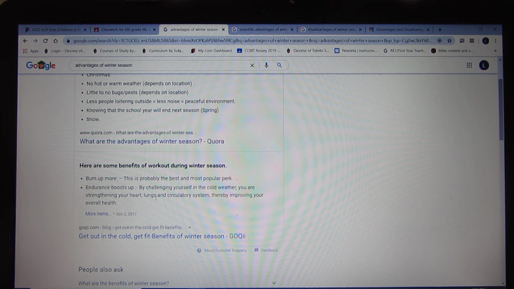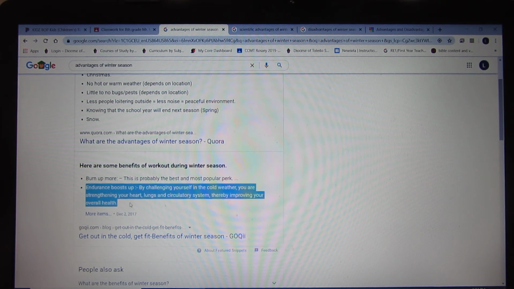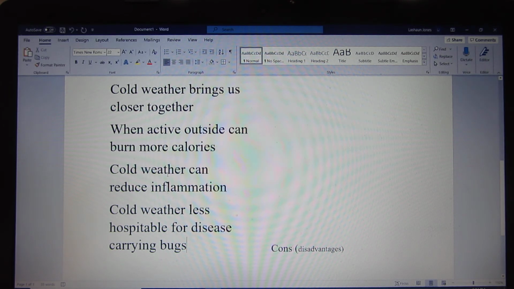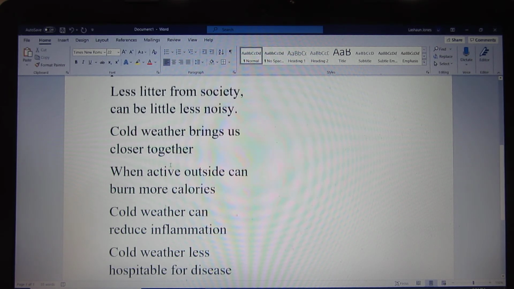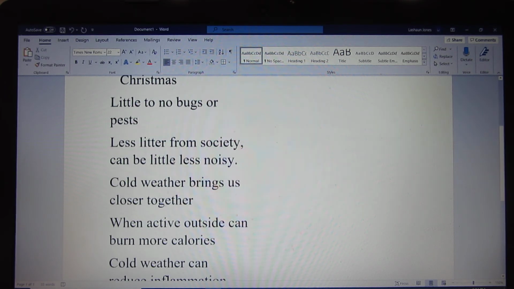It says endurance boost. Yeah, so we can write that down. It says by challenging yourself in the cold weather, you are strengthening your heart, lungs, and circulatory system, therefore improving your overall health. So it's an endurance boost. Let's see if we have something similar already. No, we don't.